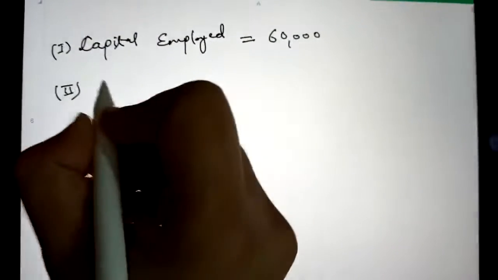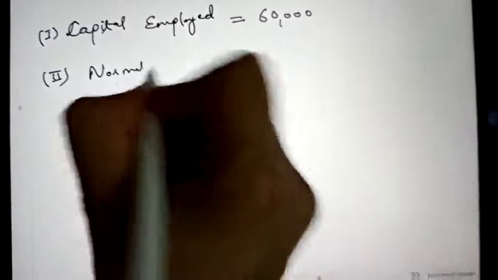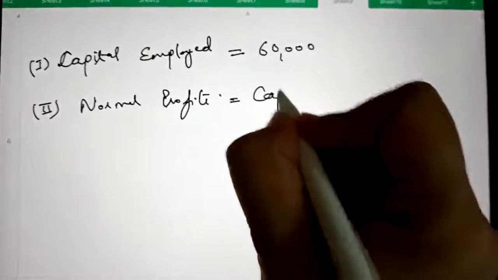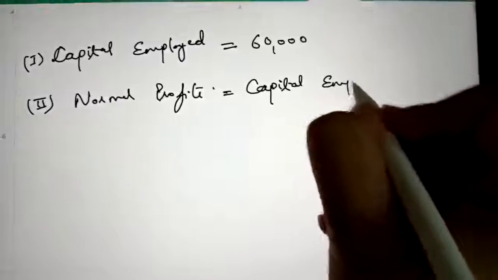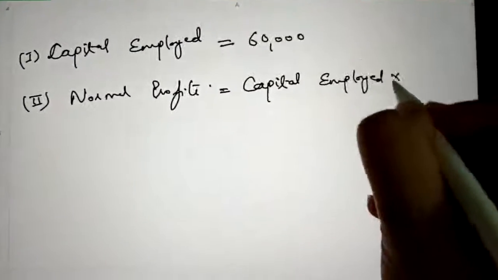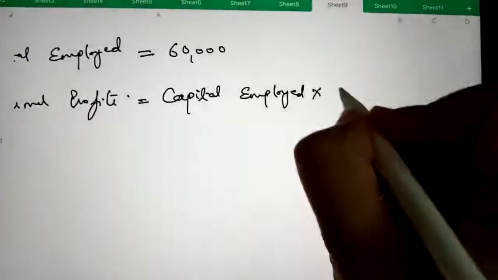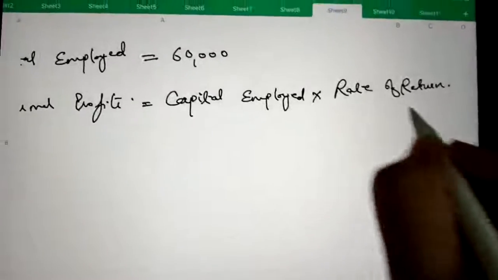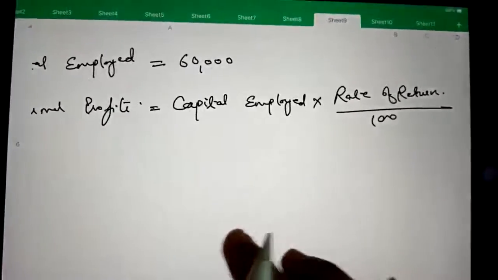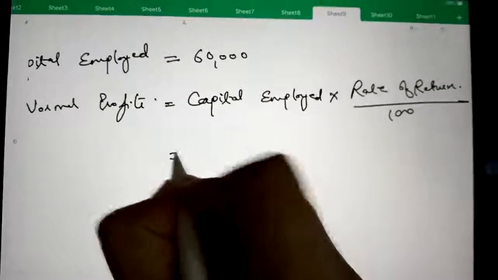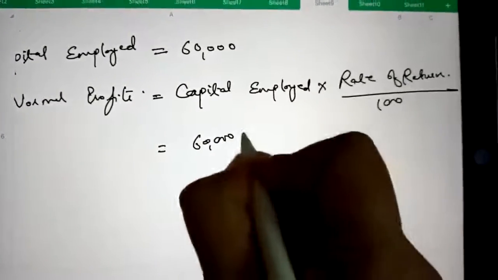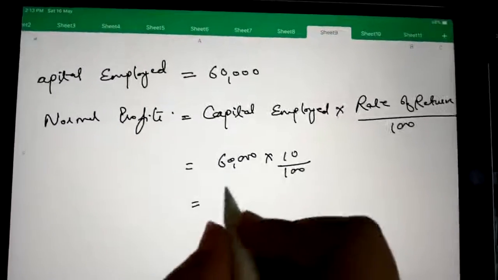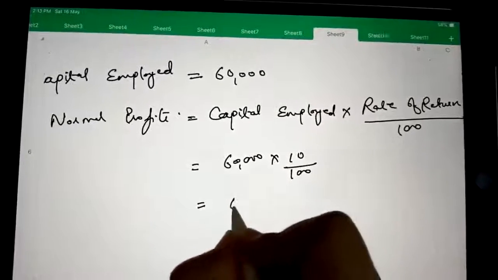And the second step is to calculate normal profits. Normal profits is equal to capital employed multiplied by rate of return divided by 100. So here the capital employed is 60,000 and rate of return is given to us 10%. So normal profits are equal to 6,000.